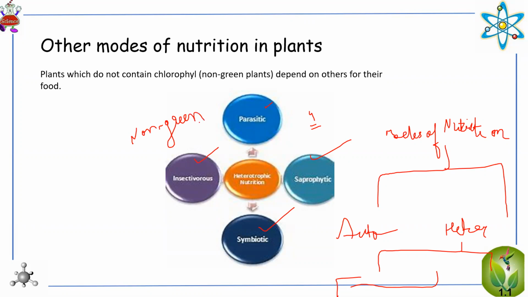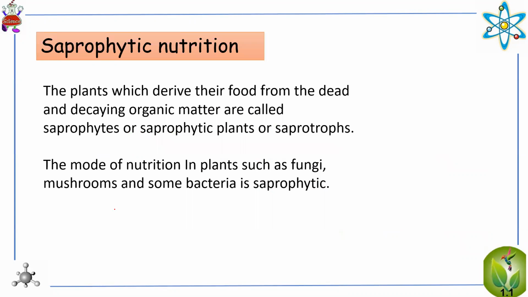We have learned about heterotrophic animals also. All the animals and we humans are heterotrophs. Now we are going to learn what types of plants are heterotrophic. Plants with absent chlorophyll are known as non-green plants. Some of them are green, but they require some more things, and for that they depend on autotrophic plants. So first of all is saprophytic nutrition.